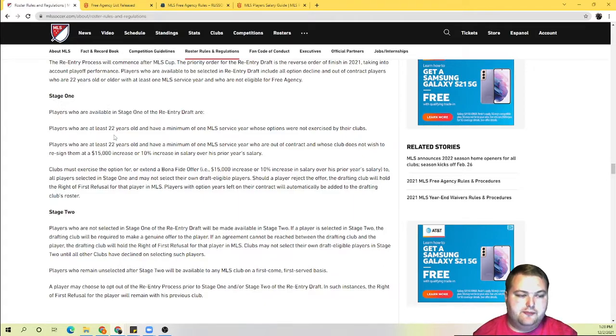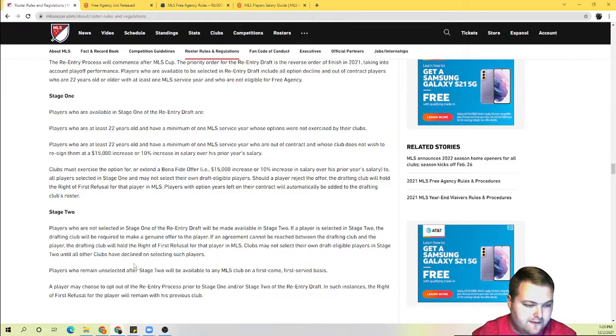Stage 1 will be anyone who is eligible for this process can be picked, but the team has to then pay them, I think it's $15,000 or 10% increase over their prior salary. So you're looking at guys that are cheaper, typically, or guys that, if they get picked in stage 1, the team expects them to be a starter, 100%. You're not picking a guy in stage 1 and paying him more than another team just decided not to pay him, unless you expect him to fill a significant hole on your team. So stage 1 guys, I would think they're going to be probably starters.